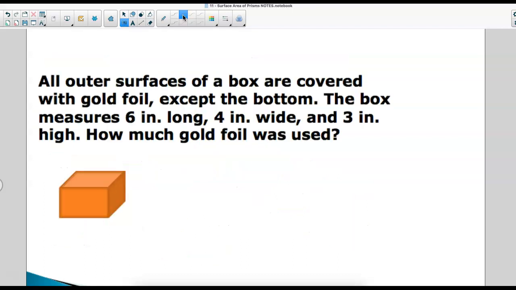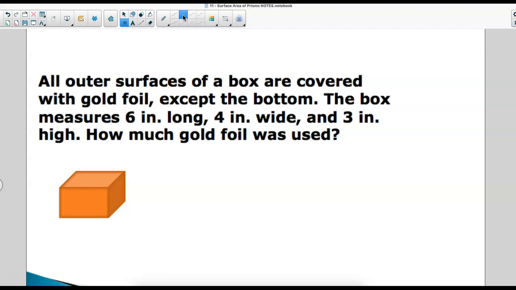Okay. Sometimes we have to be careful because sometimes they try to trick us a little bit. So all outer surfaces of a box are covered with gold foil except the bottom. Okay. Sometimes when I am wrapping a present and I run out of wrapping paper, I just cover all the surfaces that somebody's gonna see. You just don't cover the bottom because nobody's gonna see it anyway, right? So maybe that's the case. They're just not gonna cover the bottom.